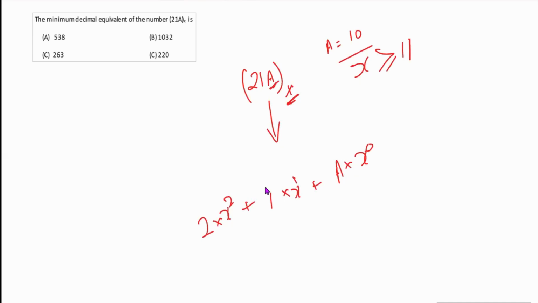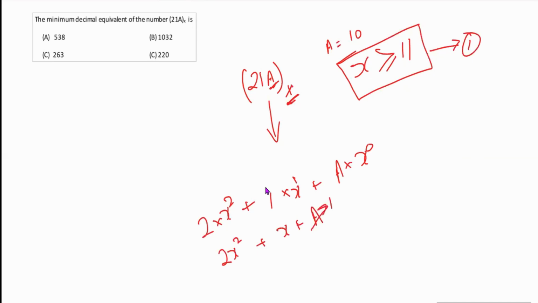So this is my case 1. This is 2x square plus x plus a. The value of a is 10, so if I substitute, this is 2x square plus x plus 10. The minimum decimal equivalent you need to find. For finding the minima, you need to differentiate your function, set it equal to 0, and from there find the point where the minima will exist. The differentiation is 4x plus 1, and if I take it equal to 0, x is greater than or equal to 1 by 4.